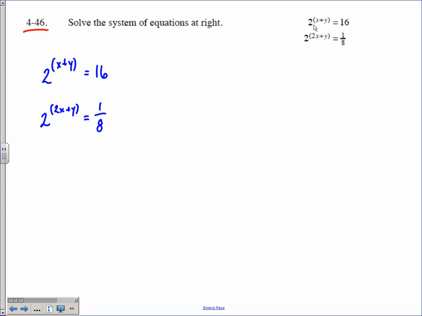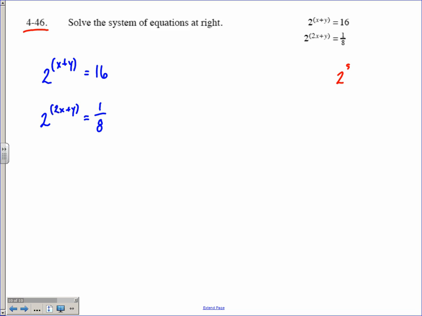We have 2 to the power of x plus y equals 16, and 2 to the power of 2x plus y equals 1/8. So real quick, before we start getting into the system and trying to figure out what x and y are, let's think about some of the values that we have here. 16 and 1/8 do have a relationship with 2. Let's think about our values of 2 as we raise it to different powers. I'm going to make a little table over here. You don't have to do this, but if you listen along, it may help.